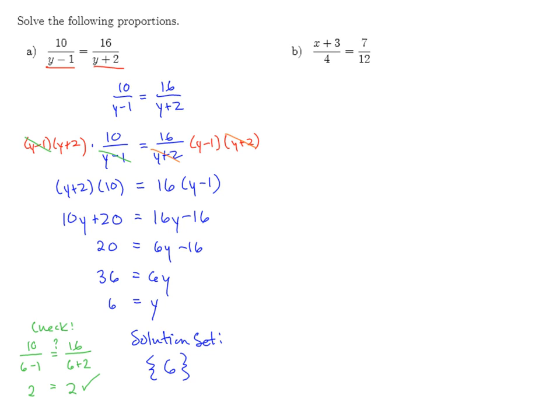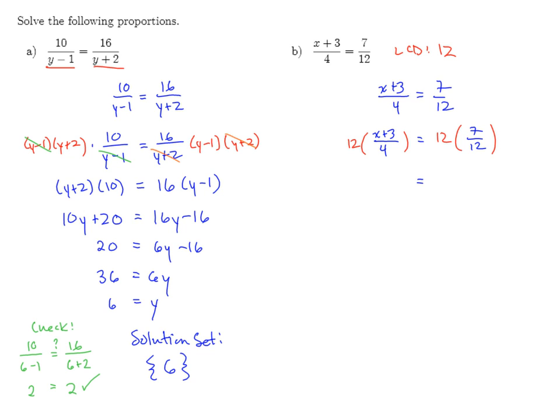In this next example, I have the quantity x plus 3 over 4, and that's equal to 7/12. Looking at the LCD here, I have 4 and 12, and 4 is actually a factor of 12. So the LCD will simply be the number 12. Starting with this equation, I'll write it out: x plus 3 over 4 equal to 7/12. And then in my next step, I'm going to multiply each side by 12. So I'll have 12 times the quantity x plus 3 over 4 equal to 12 times 7/12.